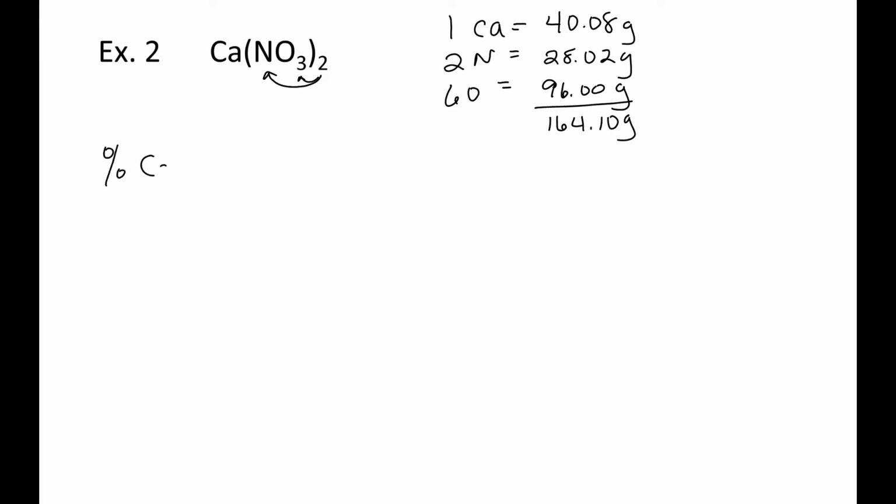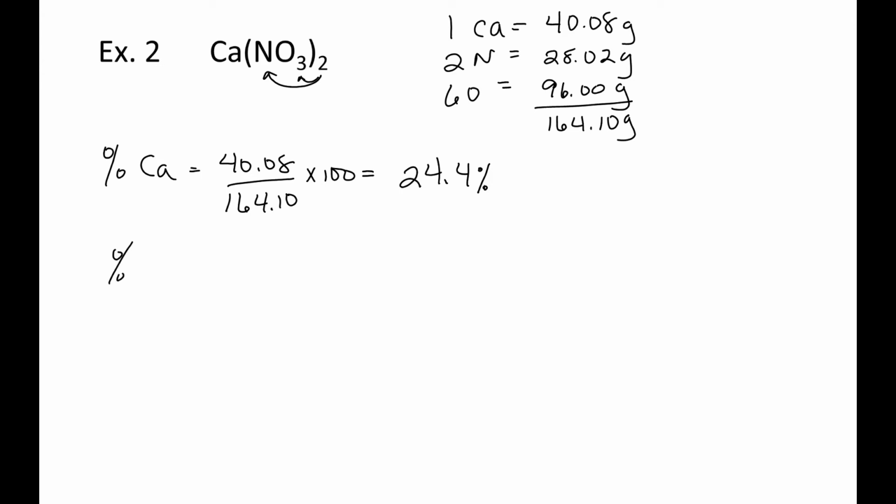So we're going to do the percent Ca is 40.08 divided by 164.10 times 100 equals 24.4%. Now notice in this example I didn't put grams next to each one. You really don't have to, because the grams cancel out. I don't need to see the grams. As long as you have the correct numbers, that's all I'm really looking for.